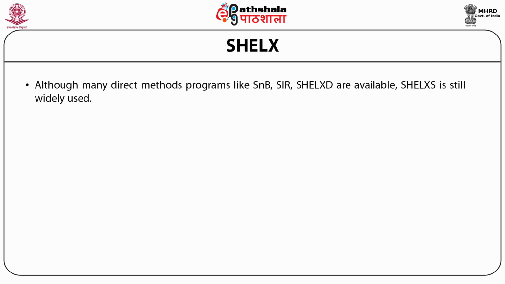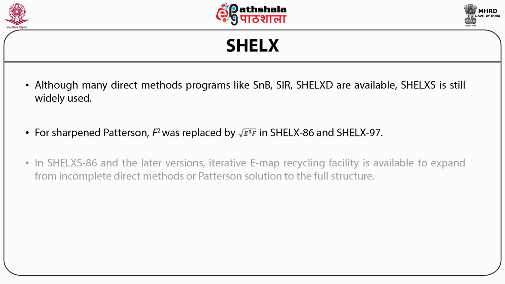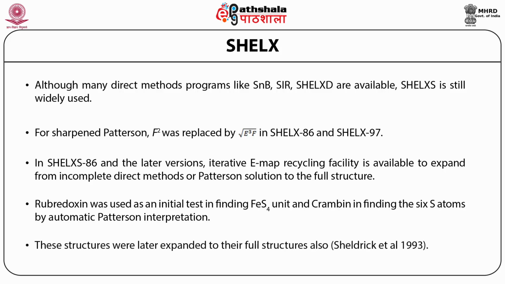Although many direct methods programs like Shake-and-Bake, SIR, the semi-invariant representation program written by Professor Giacovazzo's group from Italy, and SHELX-D are available, SHELX-S is still widely used. For sharpened Patterson, F square was replaced by square root of E cube F in SHELX 86 and SHELX 97. In SHELX 86 and the later versions, an iterative EMF recycling facility is available to expand from incomplete direct methods or Patterson solution to the full structure. Rubredoxin was used as the initial test in finding the FeSO4 unit, and crambin in finding the 6 sulfur atoms by automatic Patterson interpretation. These structures were later expanded to their full structures also. Detailed publications are available.